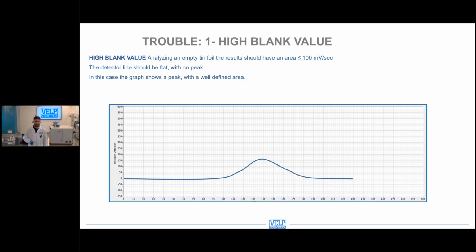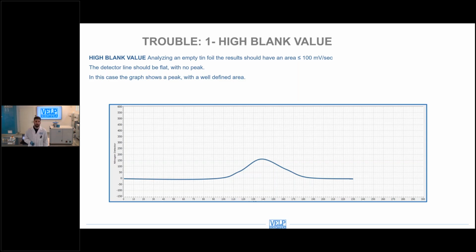So when you analyze an empty tinfoil, the result of the blank should be an area lower than 100 milliwatt per second. And the detector line should be flat. In this case, you can see that the graph shows a peak. So we have to investigate the causes of this peak in the empty tinfoil.